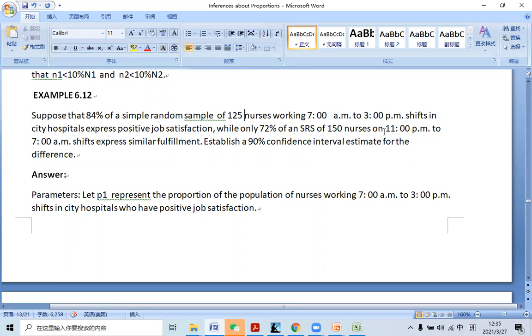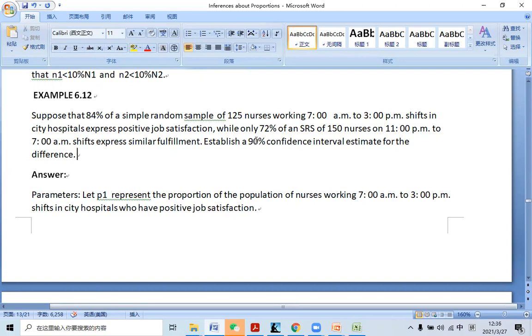This sample of nurses work like 11 p.m. to 7 a.m. That's an evening shift. And only 27% of these people have positive job satisfaction. And we want the 90% confidence interval for the difference.